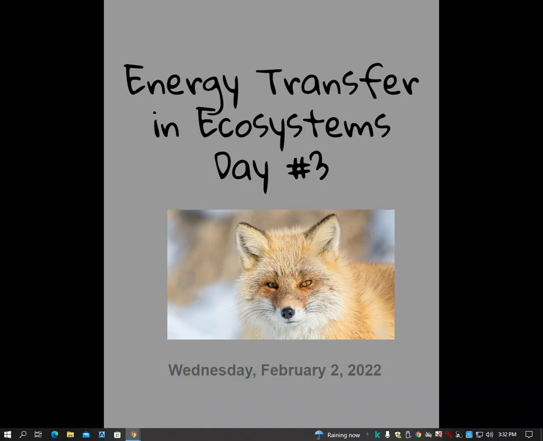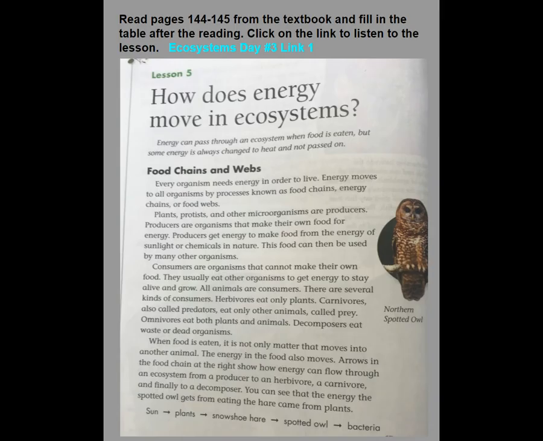So, the last few days, we've been talking about the relationships between organisms in an ecosystem. And today, we're going to talk about how energy transfers from one organism to another in an ecosystem. And we're going to start reading. On page 144 from the book, it says, "How does energy move in ecosystems?" There's going to be some important vocabulary words in this that you're going to need to go back and find. So, pay close attention to those important words.